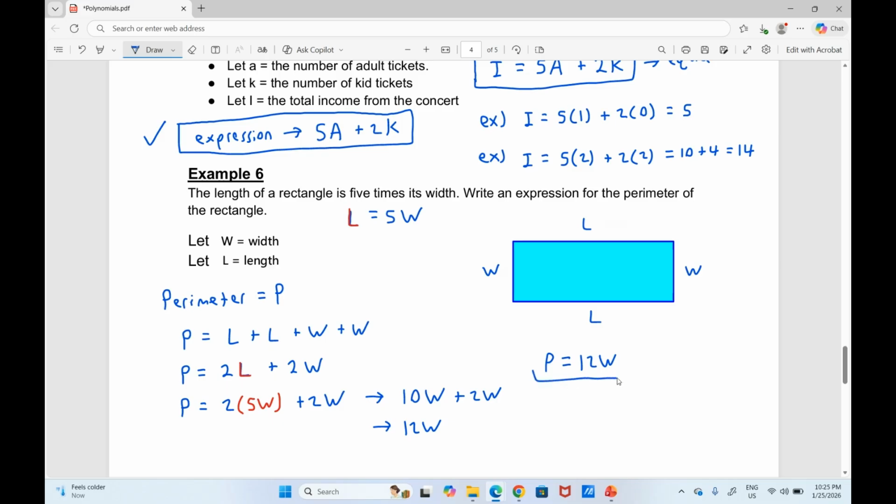However, remember, this is actually an equation because I used an equal sign. So in order to have an expression, I just need to get rid of the equal sign. So I can just say 12W is my answer because that is my expression.